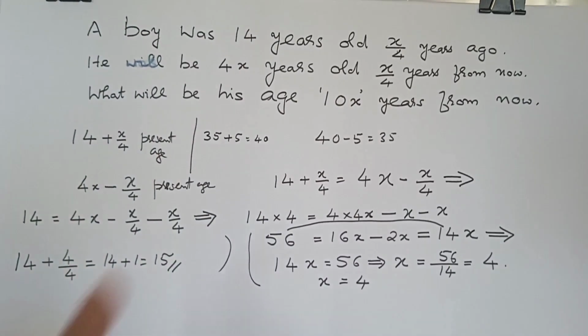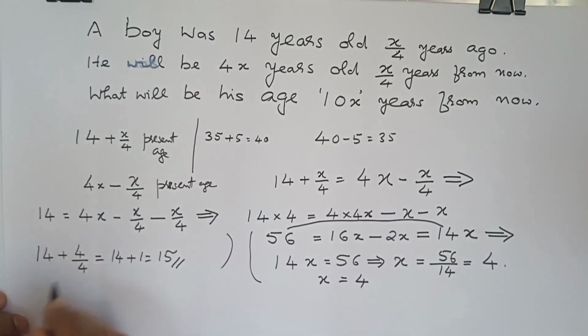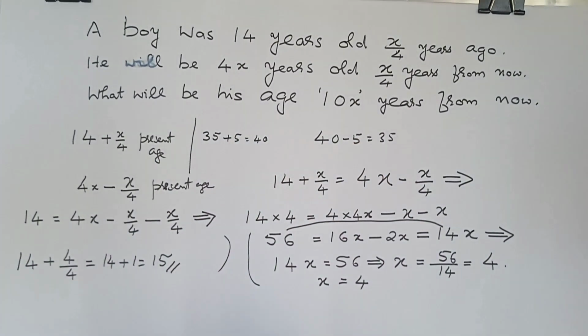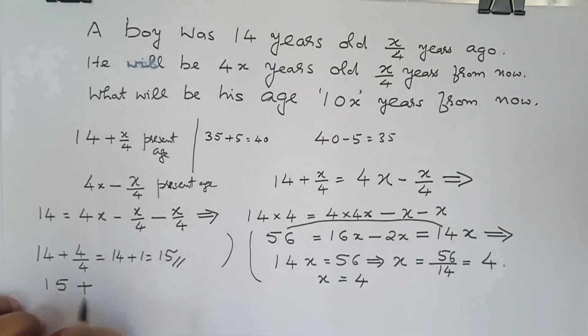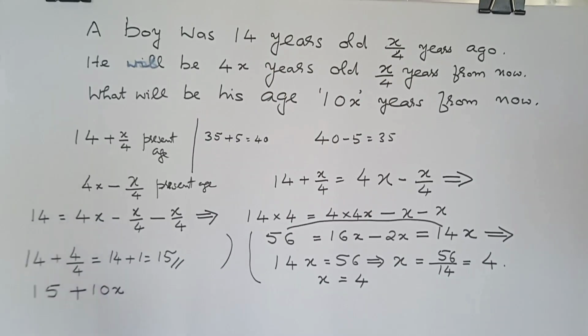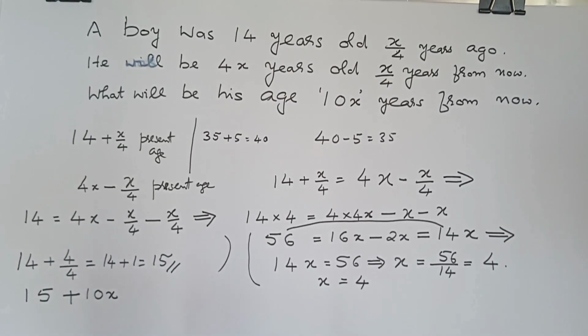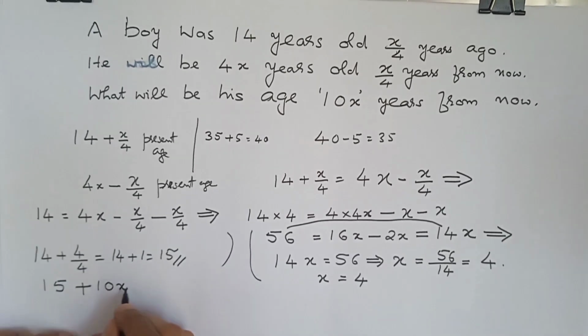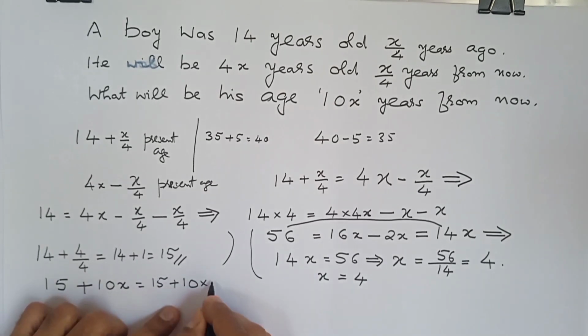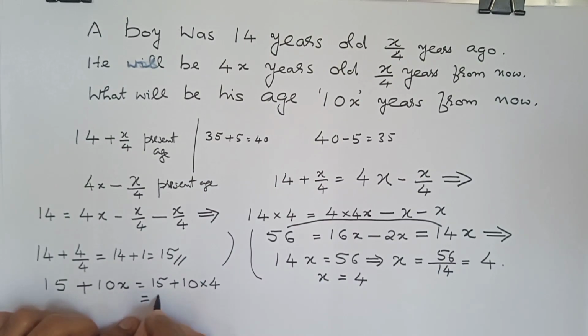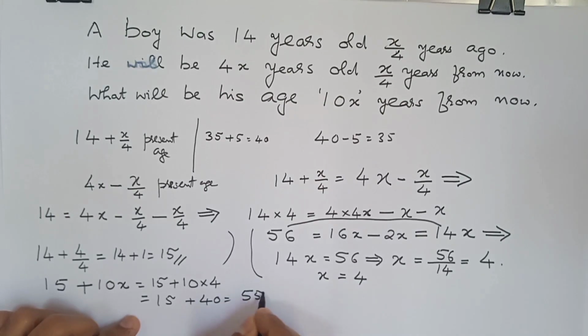Now what are we asked to find? His future age. So how do you find someone's age 10x years from now? You take the present age, which is found to be 15, plus 10x. So if you know someone's present age, how do you find that person's age after some time? After so many years, you just add to that. That's all. Now 15 plus 10 into x, where x is equal to 4, so 15 plus 40, which is equal to 55.